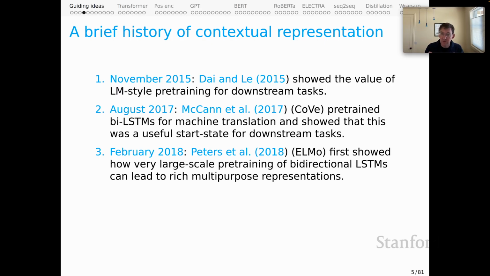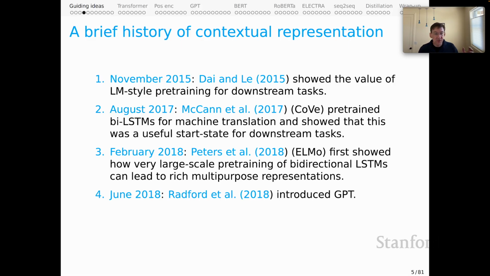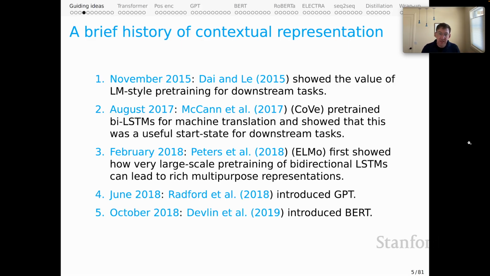That team was really the first to show that very large-scale pre-training of bidirectional LSTMs could lead to rich, multi-purpose representations that were easily adapted to lots of downstream tasks via fine-tuning. In June 2018, we get GPT, and then in October 2018, the BERT era truly begins.